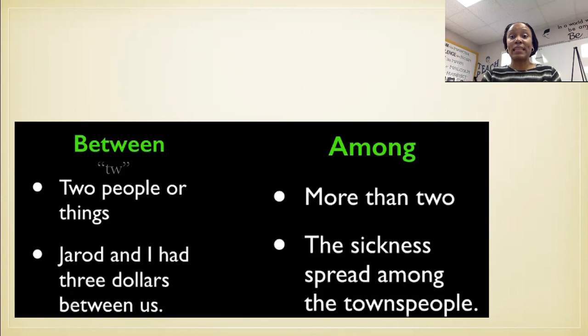It's making a comparison in that particular case. So here we have an example. Jared and I had $3 between us, because only 2 people were involved, Jared and the individual speaking. The word between was most appropriate to be used in this sentence. Among, on the other hand, is when you have more than 2.